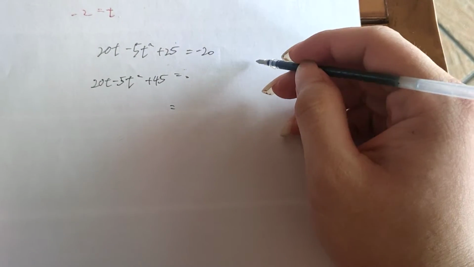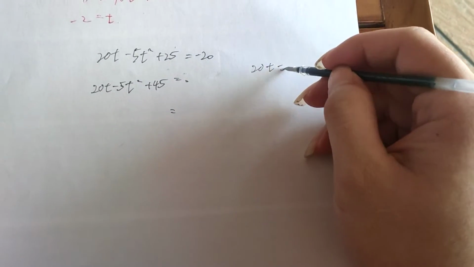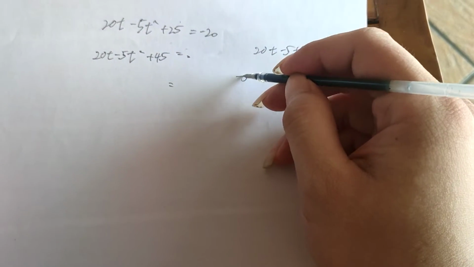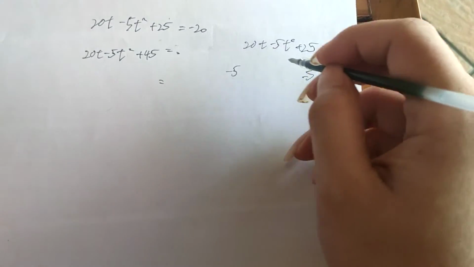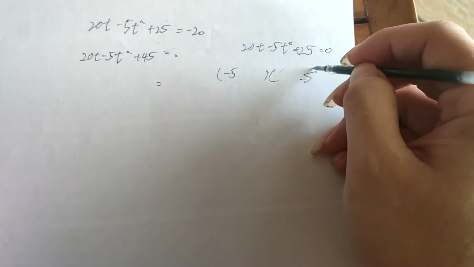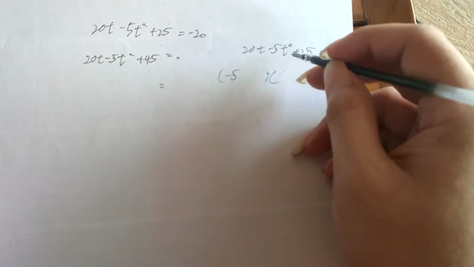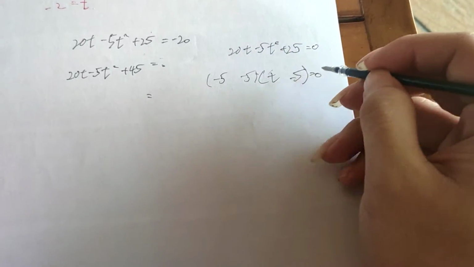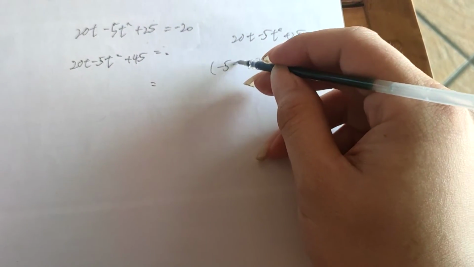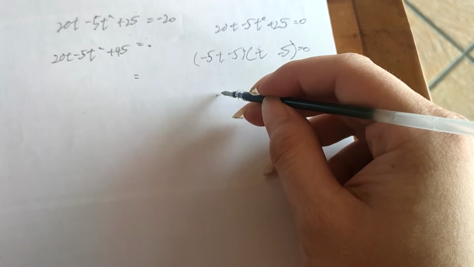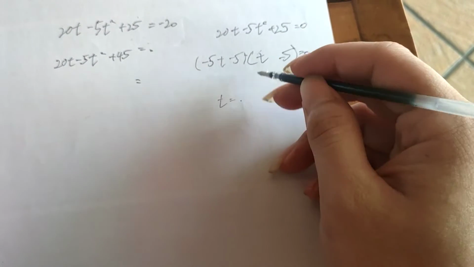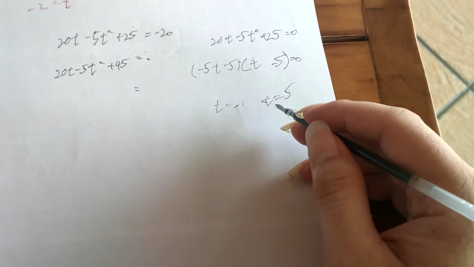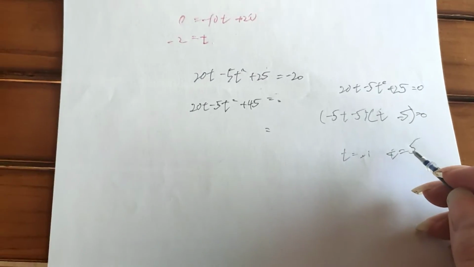And the other case is 20t minus 5t squared plus 25. One is 5, the other must be 5, so it is positive, and another is minus 5, so this one is only t. So t is -1, t is 5. So when t is 5, the velocity becomes 0.